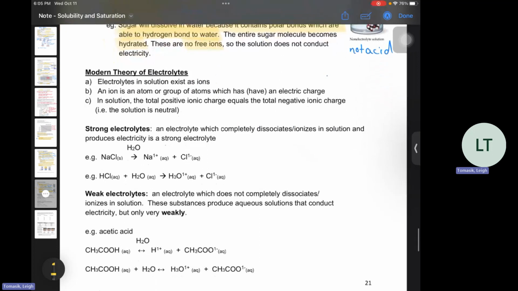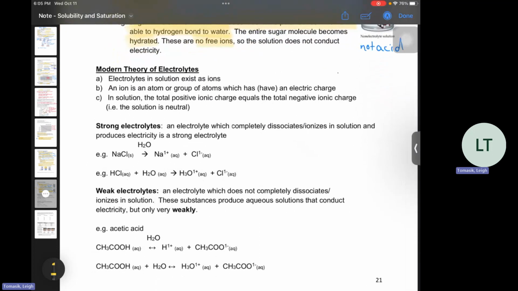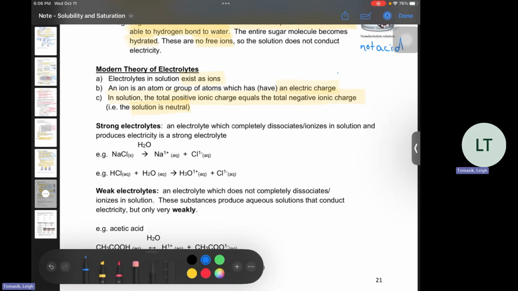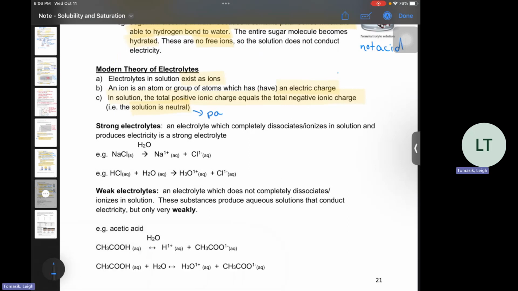So the modern theory of electrolytes is that electrolytes in solution exist as ions. An ion is an atom or group of atoms which has an electric charge. In a solution, the total positive ionic charge equals the total negative ionic charge. So in other words, the solution is neutral, but the individual particles are charged, right? So the solution is neutral, particles are charged.